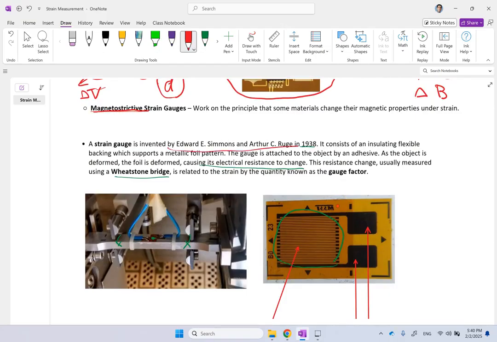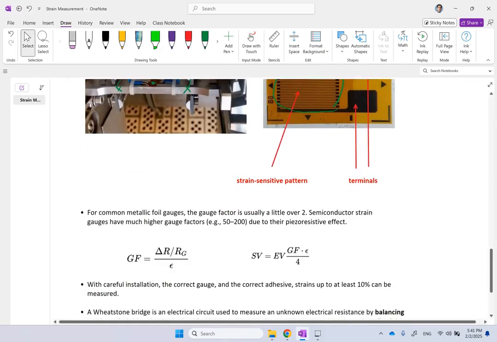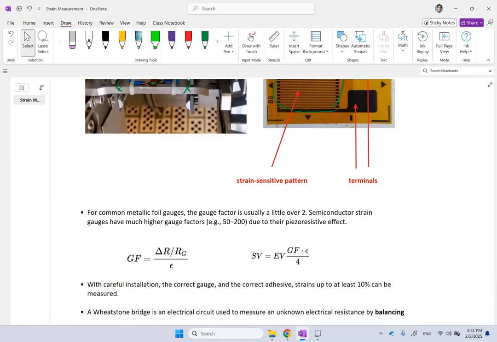As I said, it has been around for about 100 years. You attach them to the parts, typically with an adhesive, and when the part deforms, the resistance of the gauge changes. This change in resistance is typically measured using a circuit called a Wheatstone bridge, and I'll show you what that is. There is also something in a strain gauge called the gauge factor, using which we can determine this change in resistance. So first of all, what is this gauge factor and what is this Wheatstone bridge?